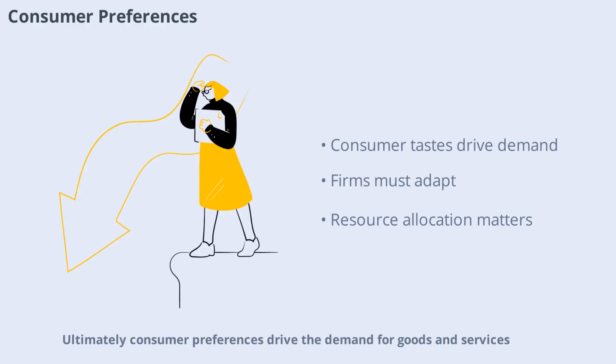Ultimately, consumer preferences drive the demand for goods and services, which in turn shapes the demand for labor and capital. Firms must stay attuned to changing tastes and trends to remain competitive and allocate resources effectively.